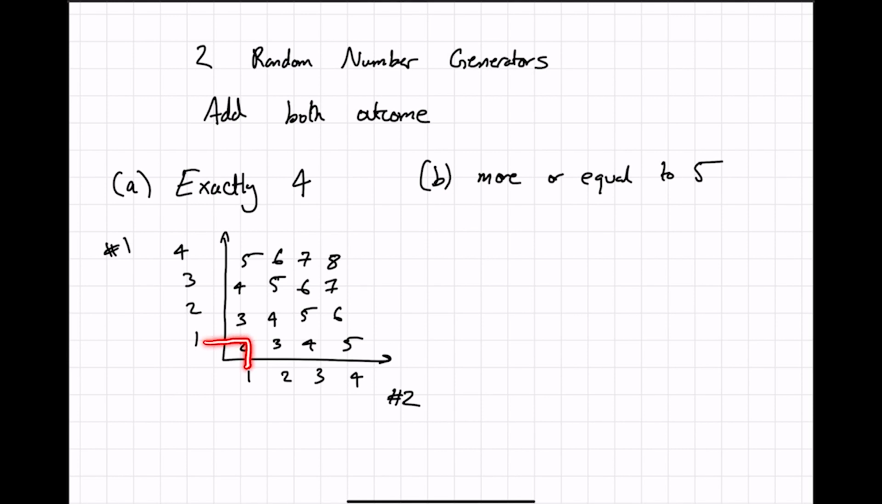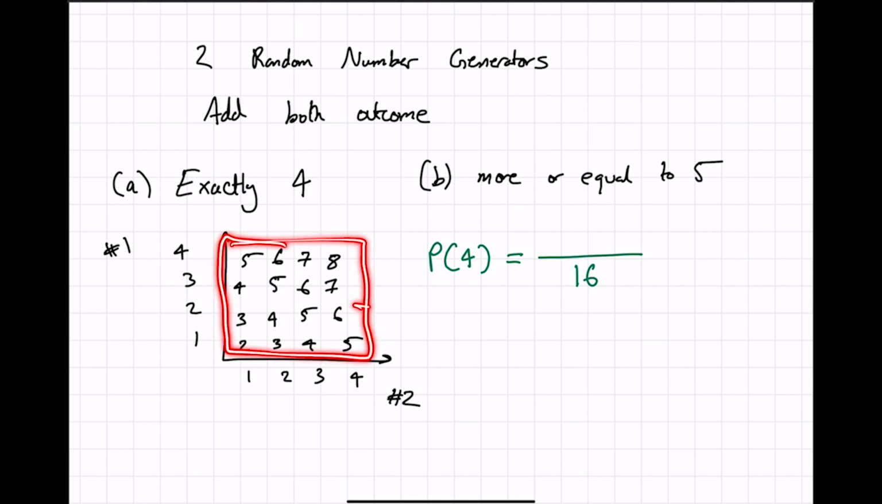So 1 plus 1 is 2, 2 plus 2 is 4, 3 plus 2 is 5, and so on. You can see I've just added up the numbers to get these. So now that I've got this, we're trying to figure out how we can get exactly 4. So how many total outcomes are there? The probability of getting a 4 is equal to something over 16, because there's only 16 possible outcomes.